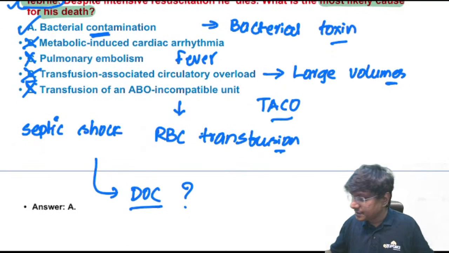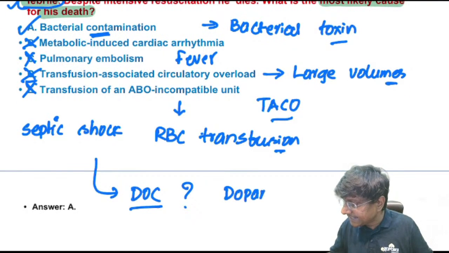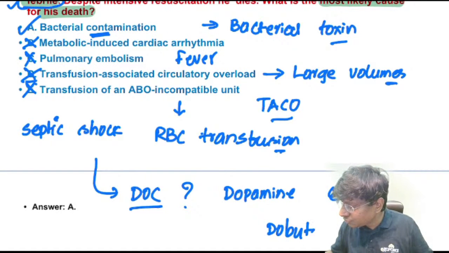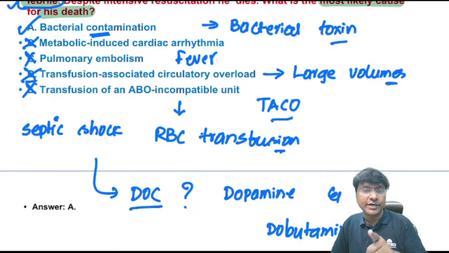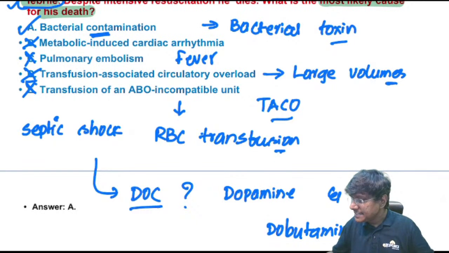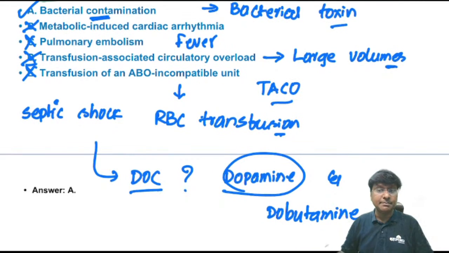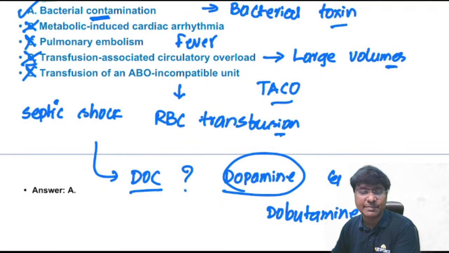So please remember dopamine as well as dobutamine. Dopamine and dobutamine are the drugs of choice for improving cardiac contractility, with dopamine being the preferred agent in hypotensive patients. If the patient is hypotensive, definitely dopamine is preferred because dobutamine will further reduce the blood pressure of the individual by causing peripheral vasodilatation. So whenever the patient is hypotensive, it is preferable to give dopamine.